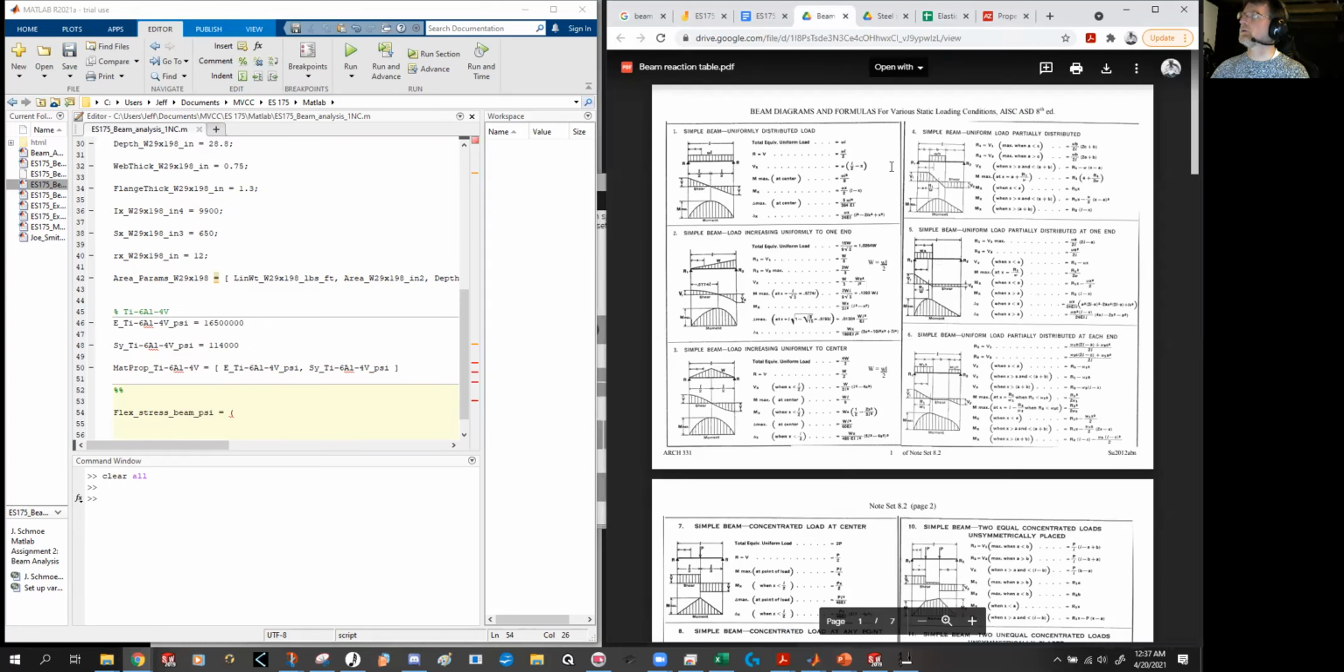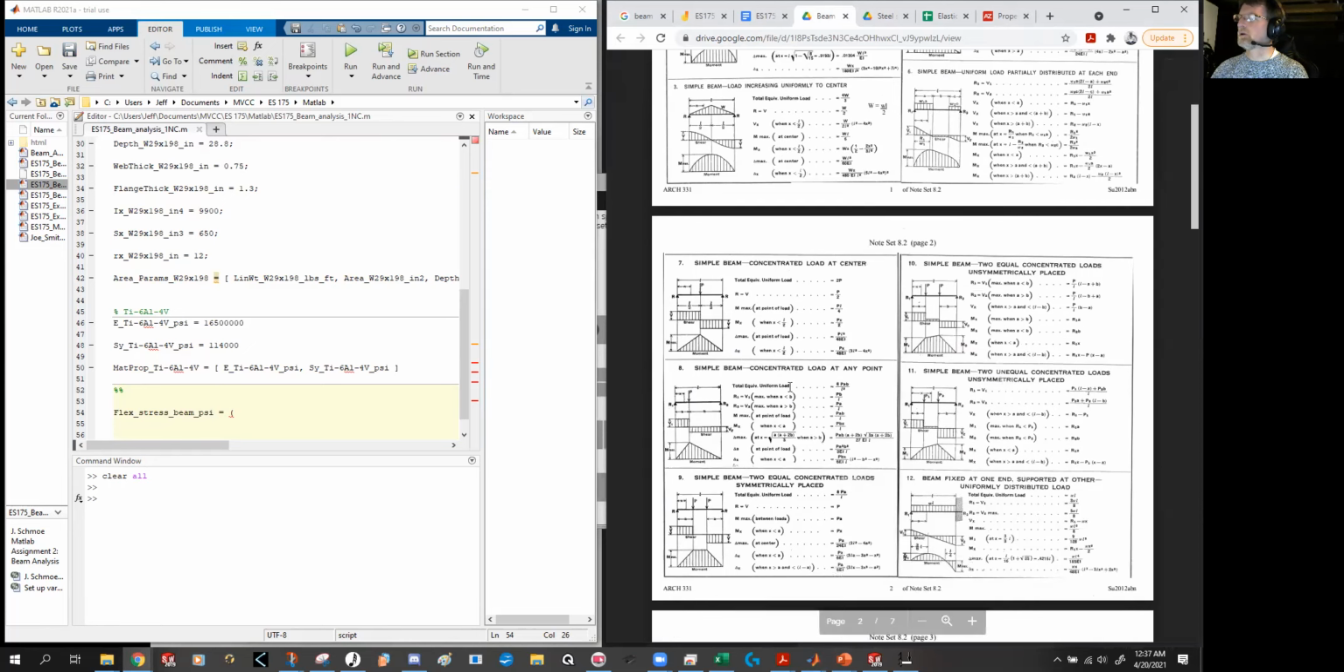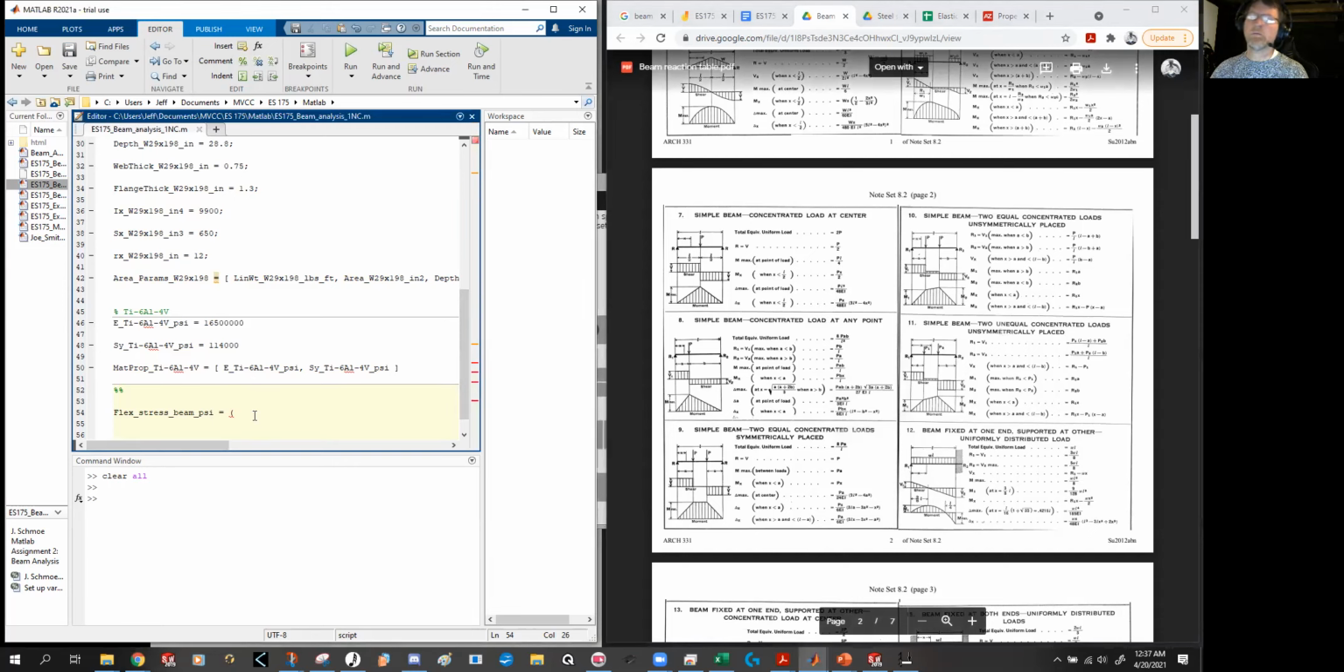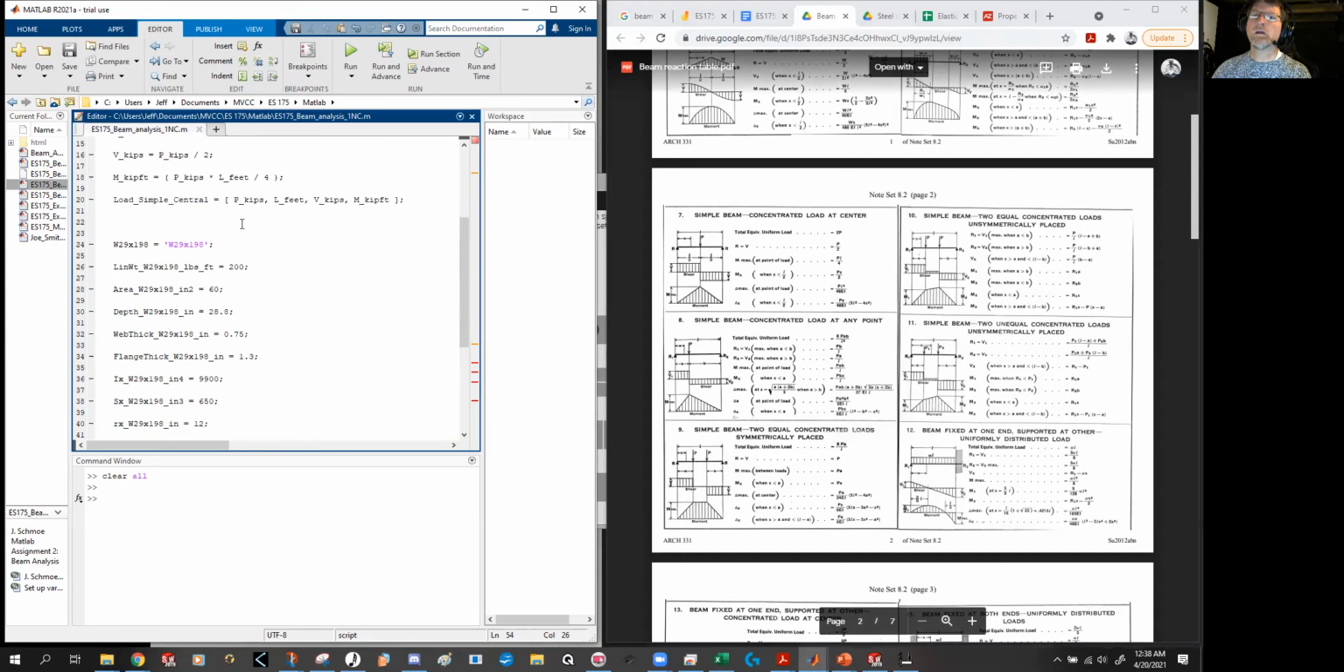Okay. So mine's simply supported right here, concentrated load at center. So my, oh, it doesn't have the stress there. So, but mine is M times, oh, mine might, it shouldn't be any different. It should be M times c over I. So I'm going to be doing M in kip feet.